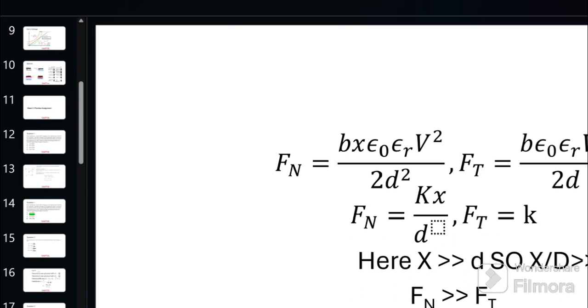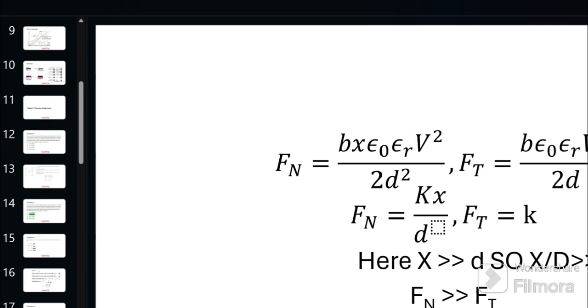So then we take the entire expression. If you can see that epsilon naught v square by 2d, we consider it as k. So ft becomes k, and whatever is extra, so basically x by d square, x by d is extra, so that comes in fn, that is the normal force.